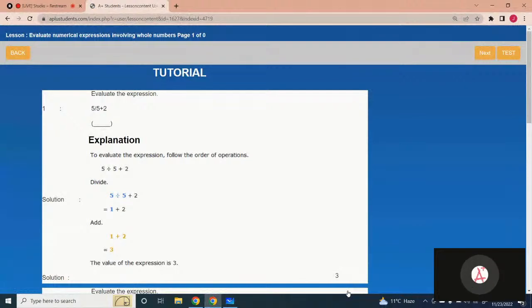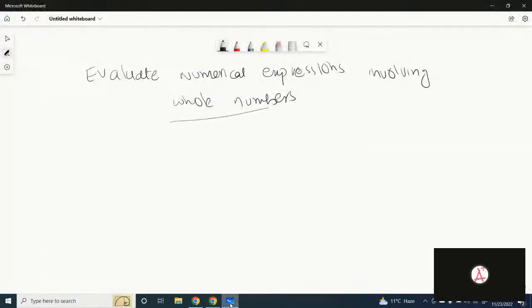Okay, let's start with the first example. Evaluate the expression 5 divided by 5 plus 2. So division has the higher priority. First you have to divide. Got it? 5 divided by 5 is 1, because 5 times 1 is 5, and 5 subtract 5 is 0. So the answer is 1. Then you can add 1 plus 2 equals 3. Got it? So the answer is 3.